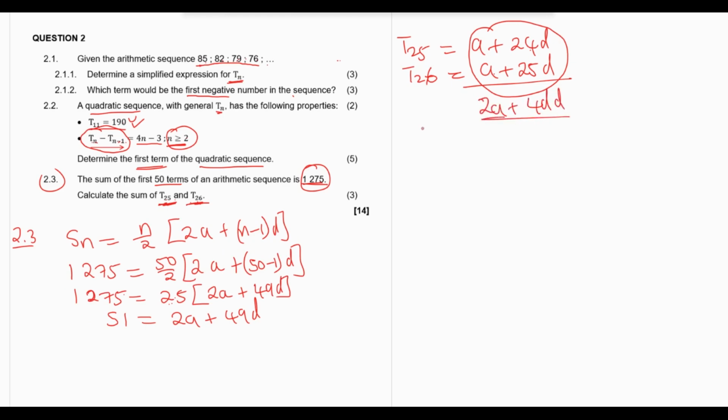See that? So it means T25 plus T26 is equal to 2a plus 49d. And then our 2a plus 49d is equal to 51. So therefore, we can say T25 plus T26 is equal to 51. Okay, because both T25 plus T26 and 51 are equal to 2a plus 49d.